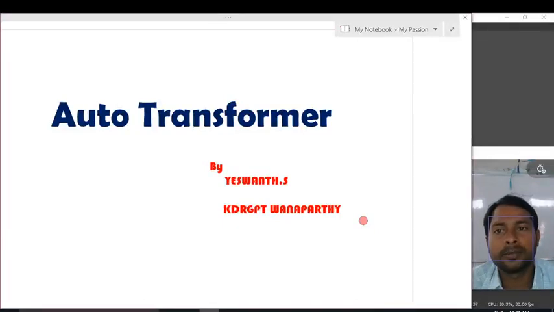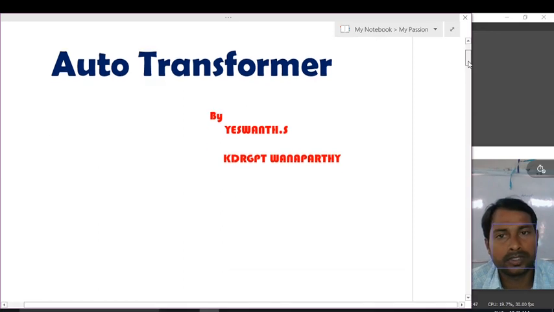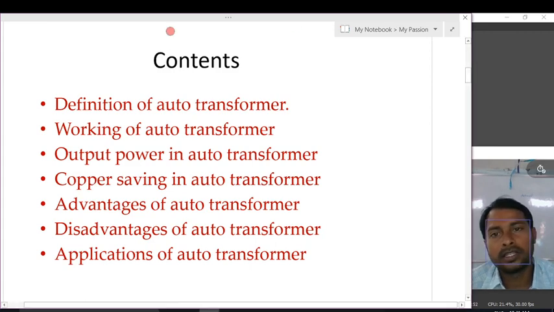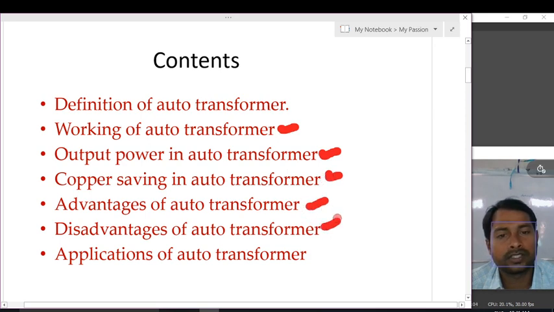Hello viewers, today's topic is the auto transformer. How the auto transformer works, how the copper losses take place in the auto transformer, and how the copper saving happens, everything I explain in this video. The contents are: the definition of the auto transformer, the working of the auto transformer and its output power, copper saving, and advantages, disadvantages and applications. All the information I will provide in this video, so listen carefully.